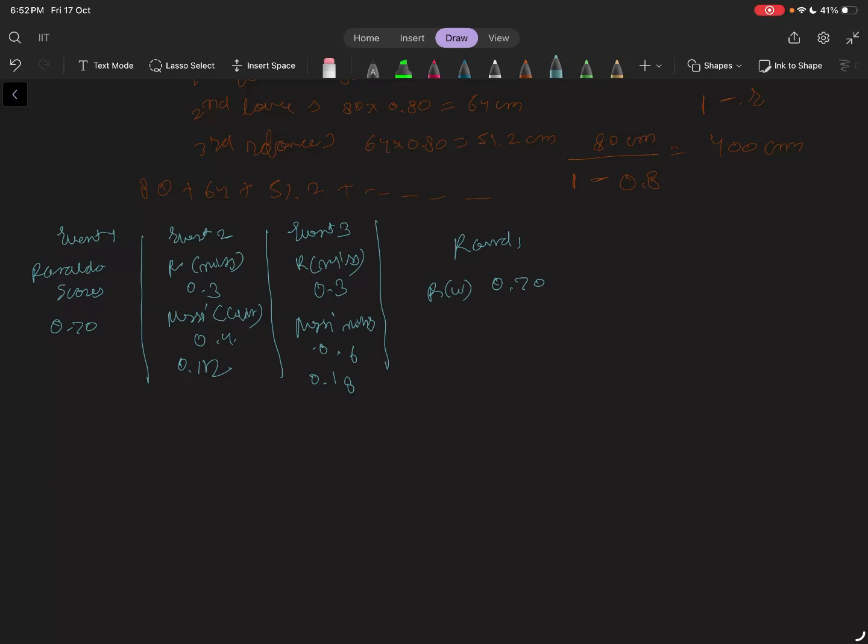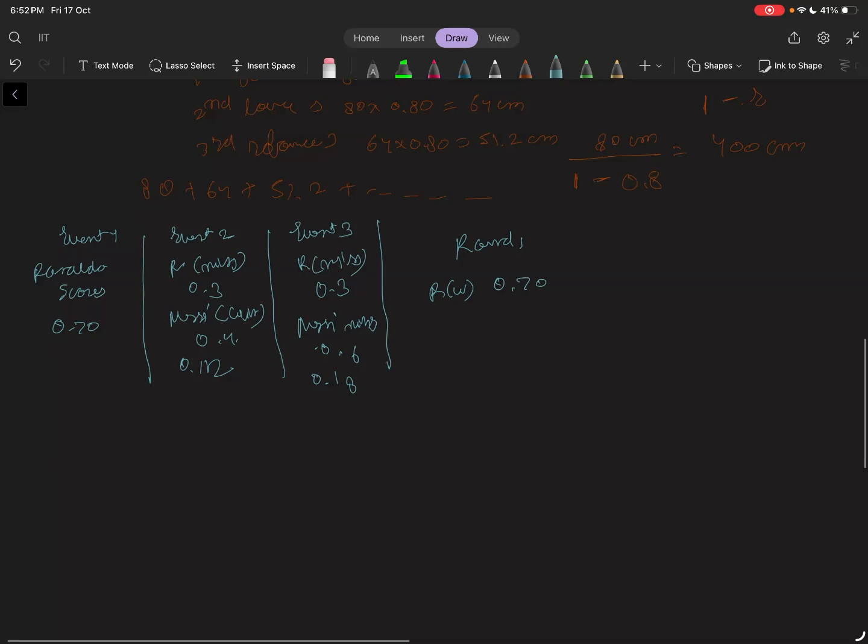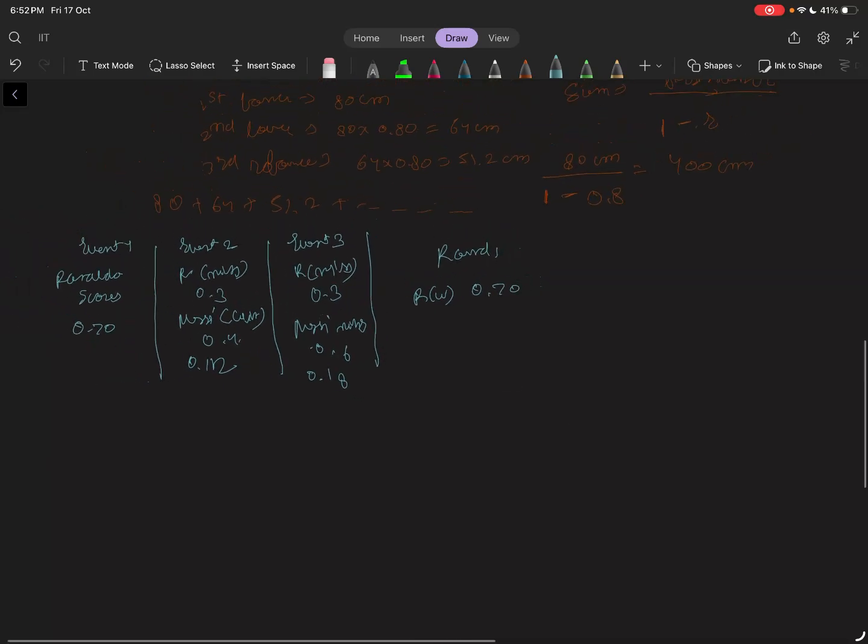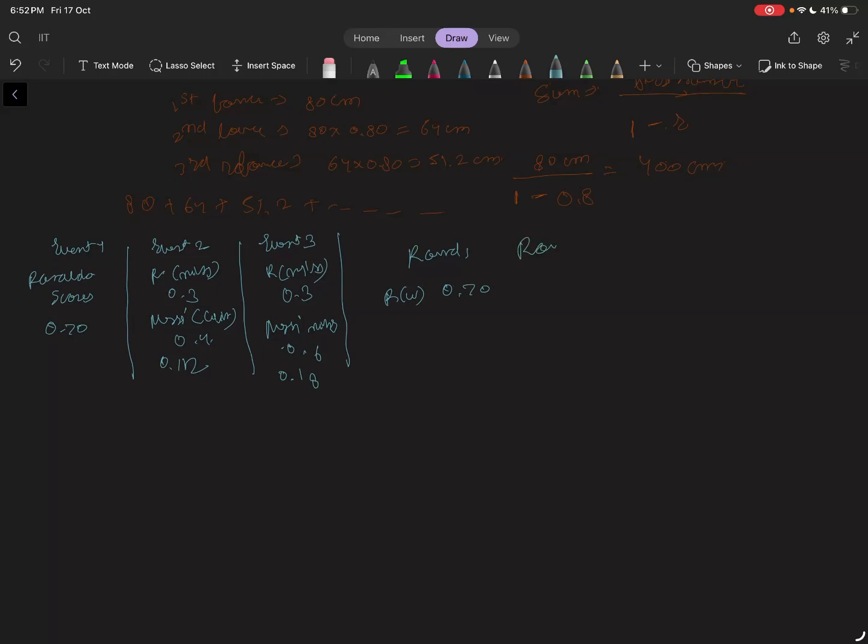Now, if both miss, then Ronaldo wins on the next first shot. This is round 1, and Ronaldo wins. But what if there's round 2? Both miss, and the probability is 0.18. The probability of both missing is 0.18. But the original question was that Ronaldo has to win. It's either the first time Ronaldo wins or in the second round Ronaldo wins. So in the first round both miss, and then you multiply by Ronaldo winning, which is 0.7.